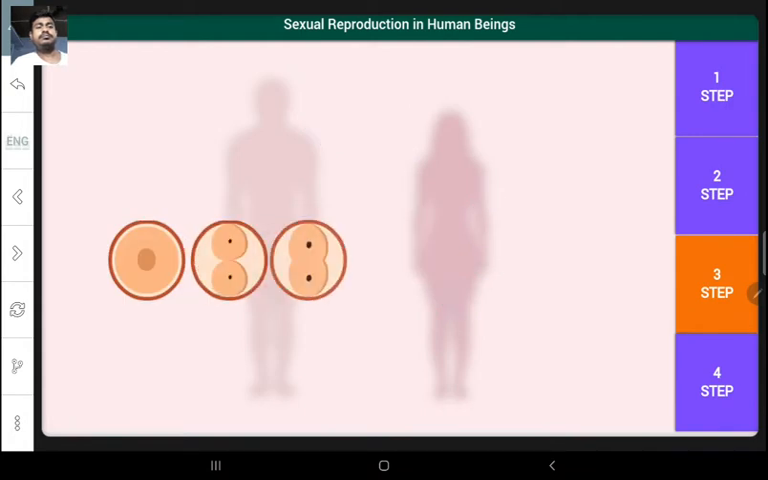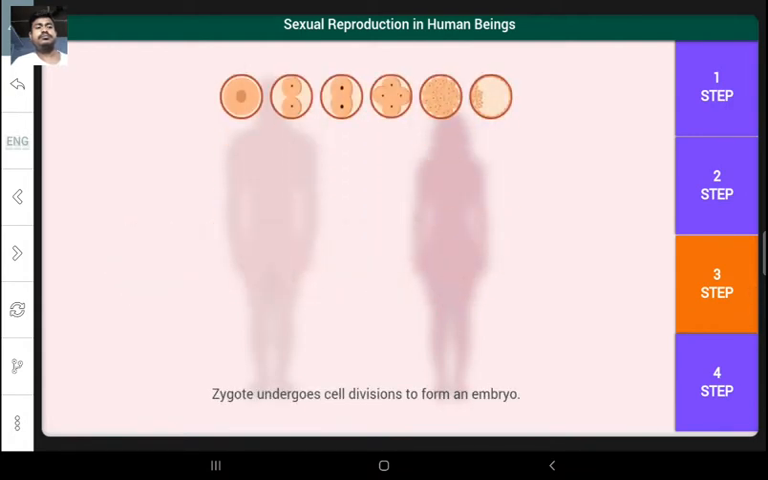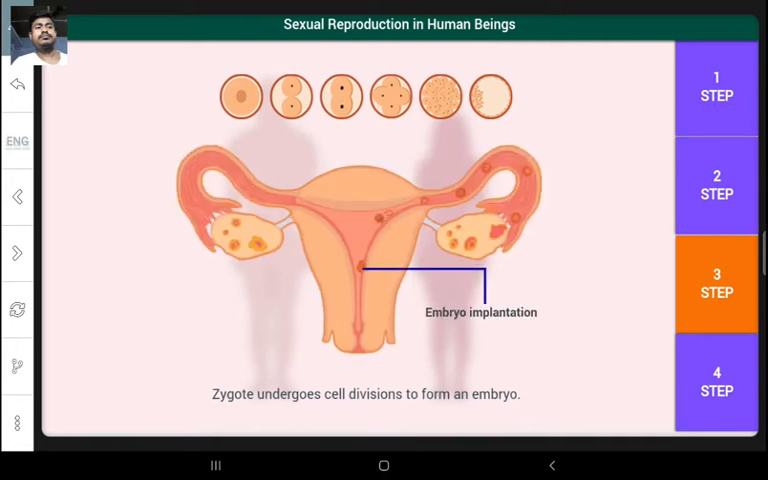The zygote undergoes many cell divisions to form an embryo. Different tissues and organs of the body begin to form in an embryo. The embryo attaches to the lining of the mother's uterus and begins to develop into a fetus.